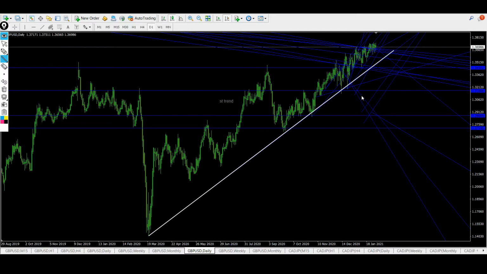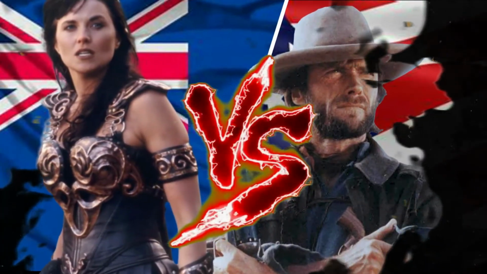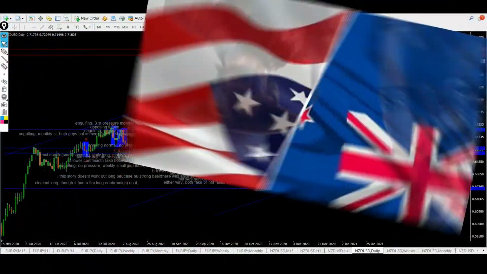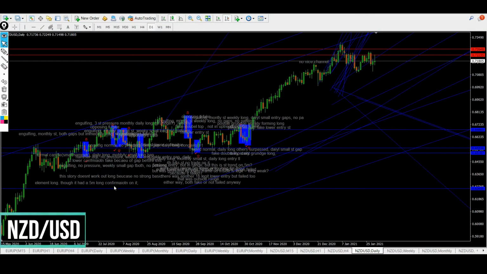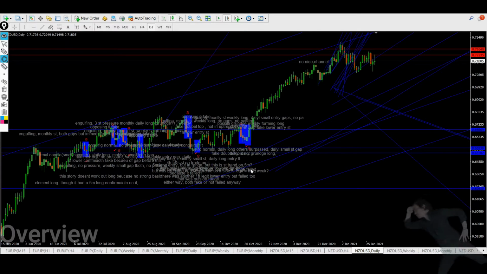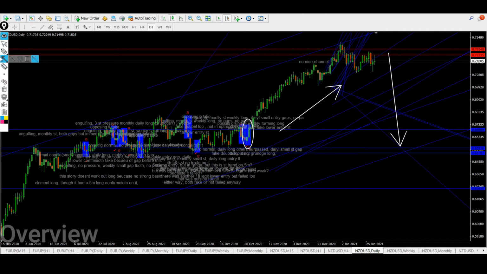Okay, so let's go on to the NZDUSD. This is a daily chart. We'll start off with an overview. This is a week long, but price still went up just based on momentum. So we're looking for a short right back down to this daily pivot low.